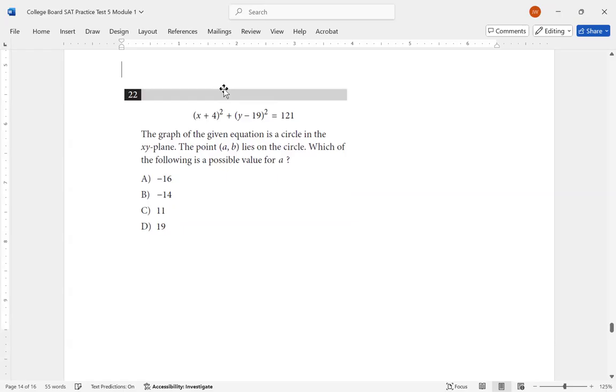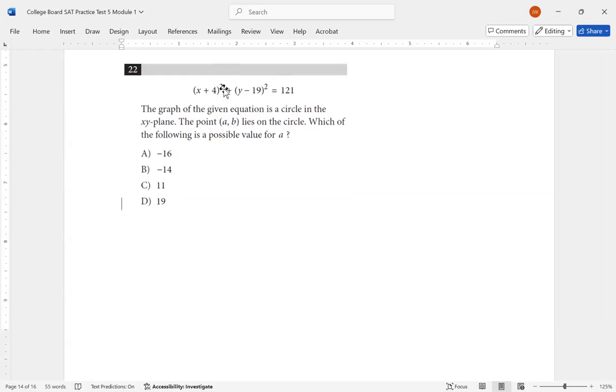Question number 22 says the graph of the given equation is a circle in the xy plane. The point (a, b) lies on the circle. Which of the following is a possible value for a?